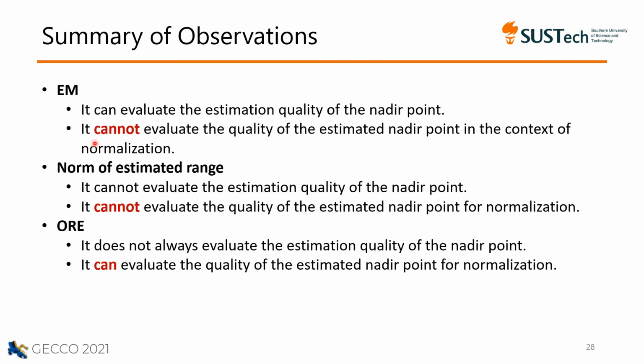Here is a summary of observations. The error metric can evaluate the estimation quality of the nadir point, but it cannot evaluate the quality of the estimated nadir point in the context of normalization. The norm of estimated range cannot evaluate the quality of nadir point estimation, and it also cannot evaluate the quality of the estimated nadir point for normalization. But for the proposed ORE metric, although it does not always evaluate the estimation quality of the nadir point, it can always evaluate the quality of the estimated nadir point for normalization.